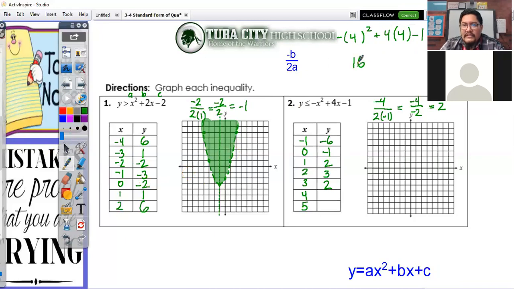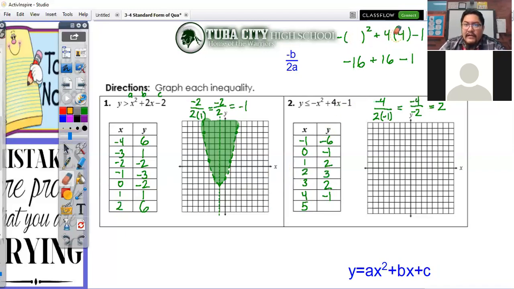4 squared is 16, but again, it's going to be negative. It's going to become negative here. 4 times 4 would be 16, and then the -1 is going to stay there. And that's going to be 0 minus 1, which is just going to be -1.